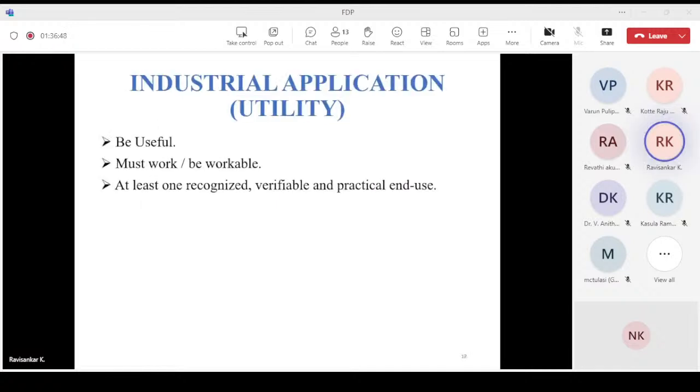Industrial applicability, as you know, means it should be useful. Without any use, the patent application will not be granted. At least for pharma, if you file a patent application, generally the pharma product will be useful to the people, so our applications generally will not be rejected based on industrial applicability.